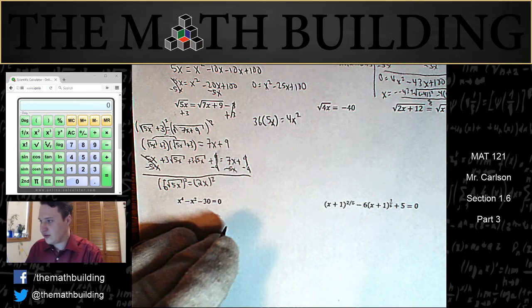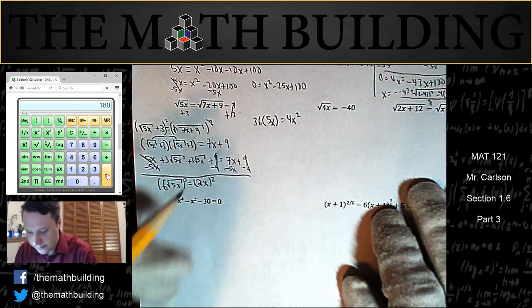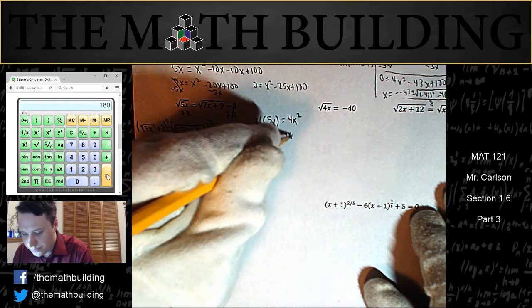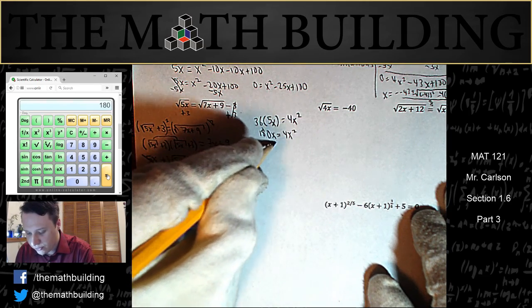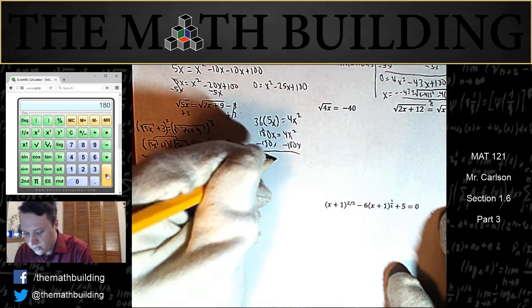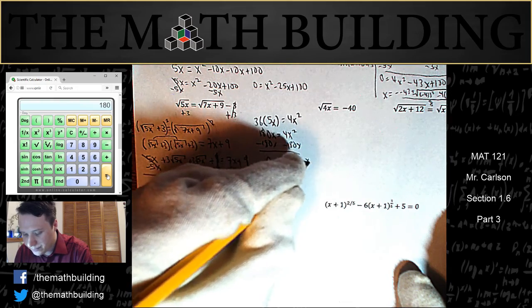So let's do 36 times 5 equals 180. So I have 4x squared is equal to 180x. Let's subtract it over. Gives me 0 equals 4x squared minus 180x.